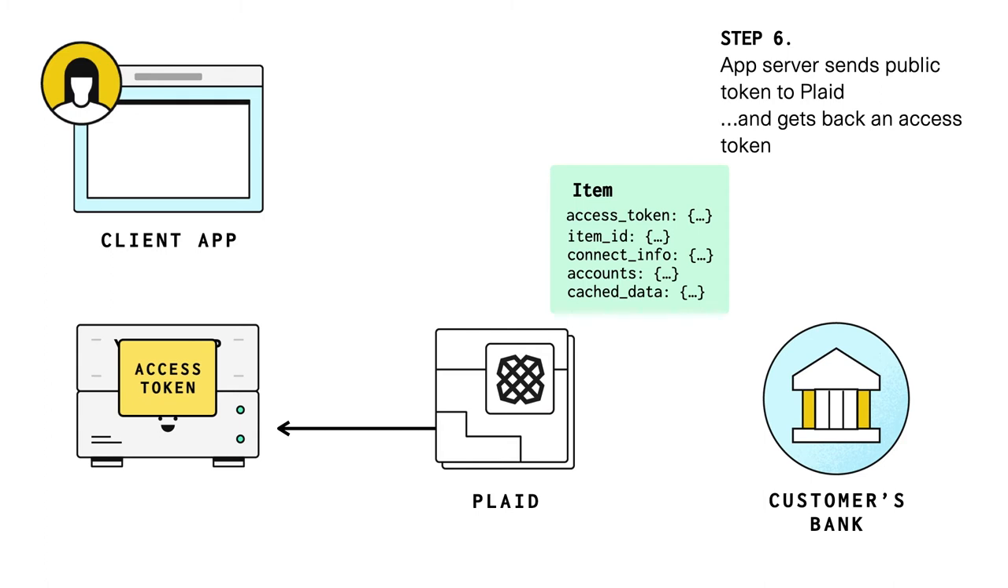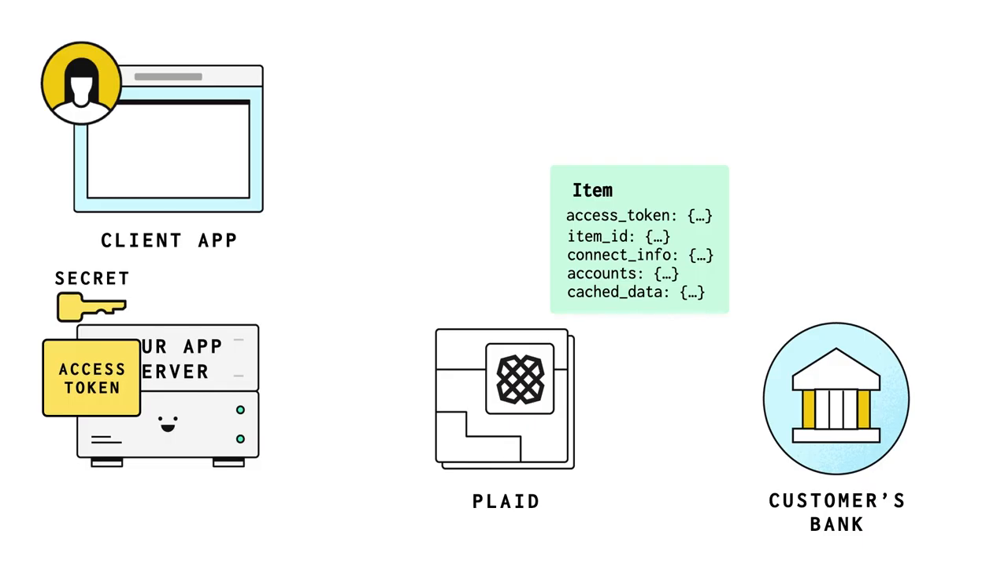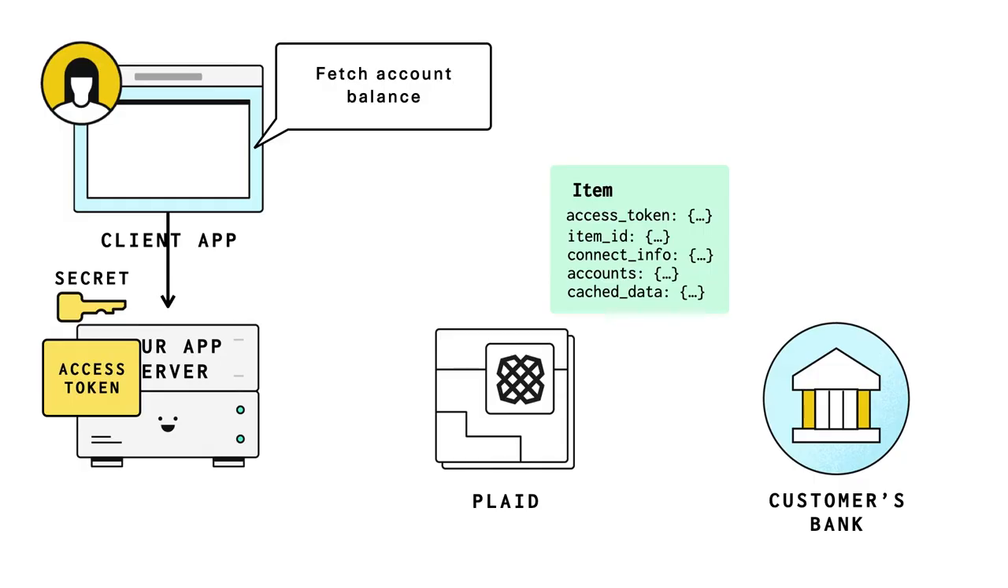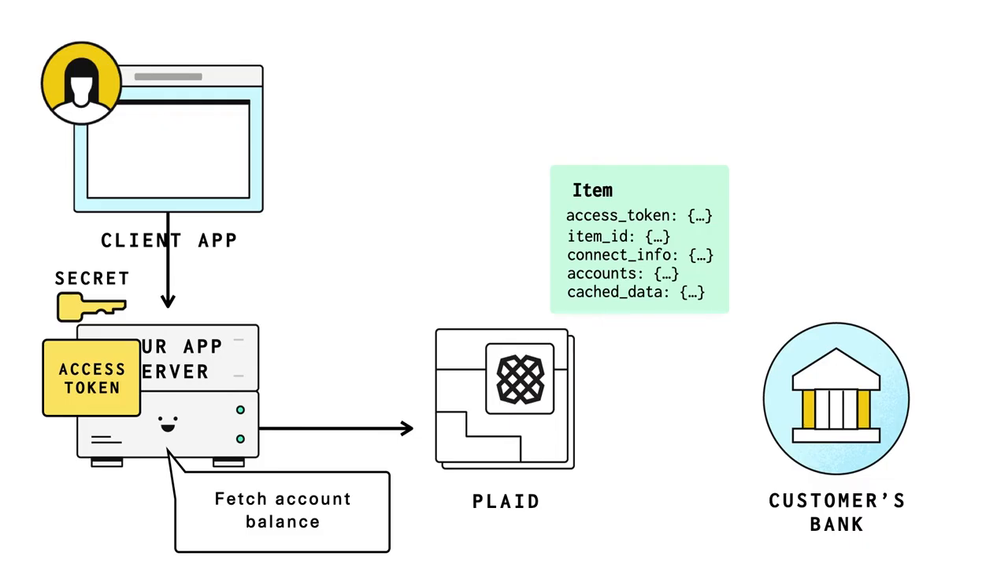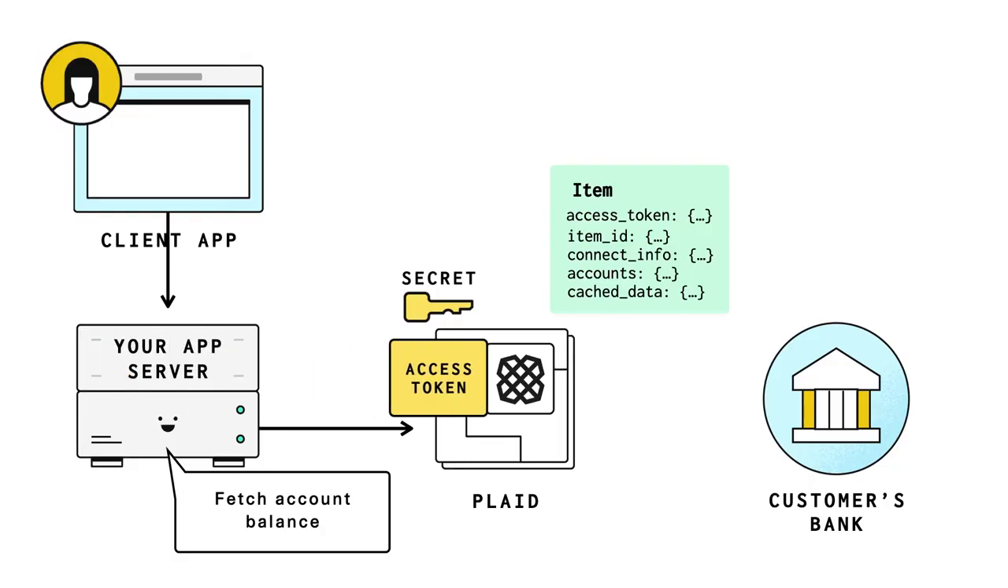So from this point on, when you need to access this user's data from Plaid, you're going to make those calls from your application server. Your server will pass along your application's client ID and secret so that we know who's making this request. And then you'll also pass along this access token so we know what information to get.